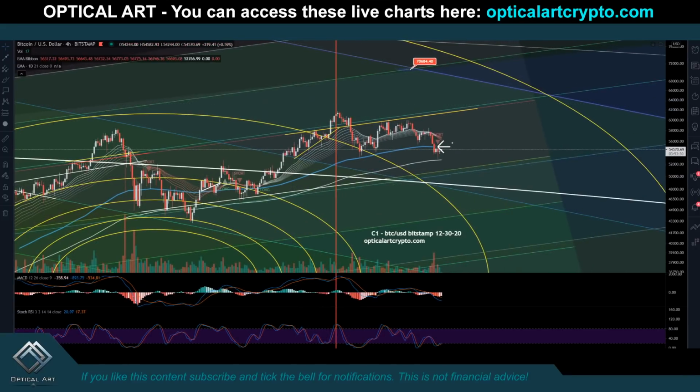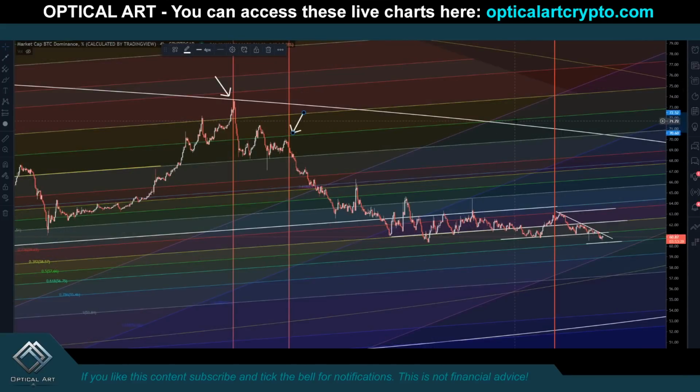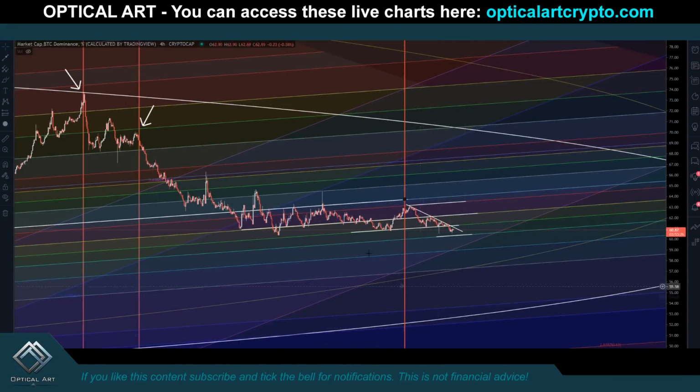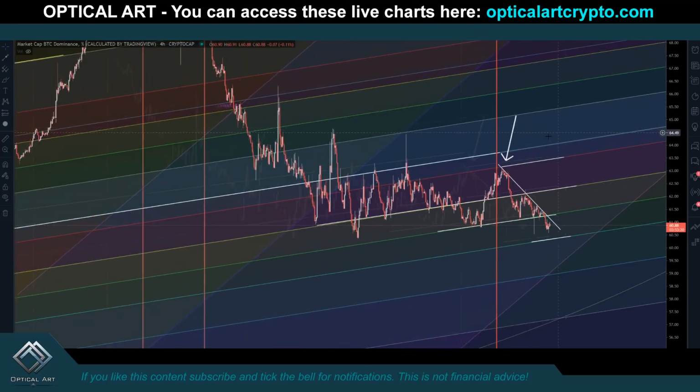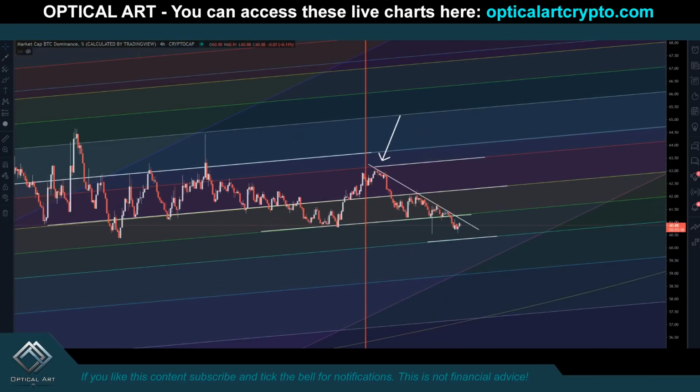And right here, this is the 13th of March. Notice we were at resistance, actually perfect resistance. Let me zoom in a bit. You can see we hit this almost to the tick right here.